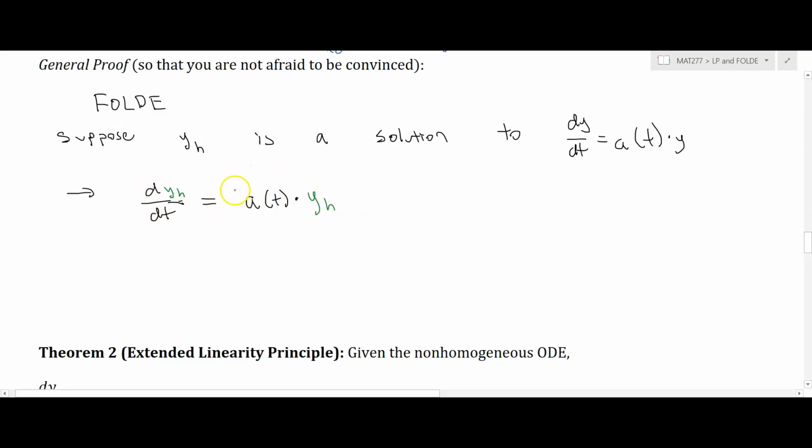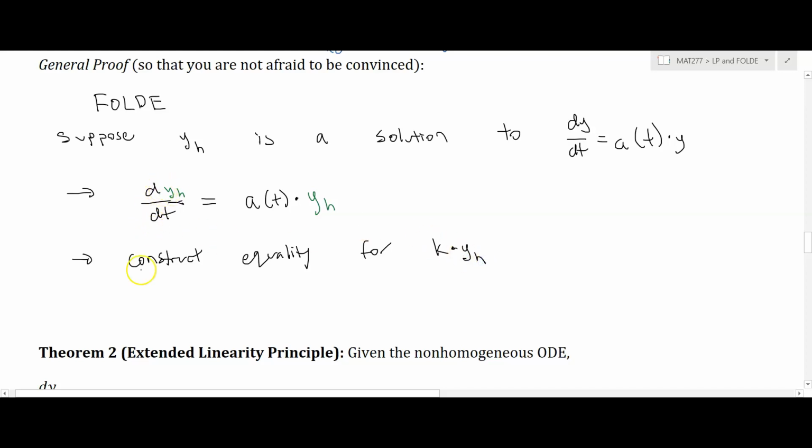So this is a true equality here. So if that's the case, let's now check or construct the solution, or construct equality for k sub h, or k times y sub h.